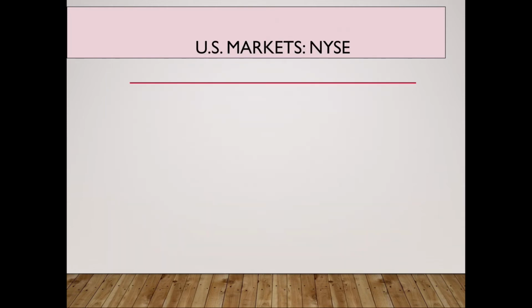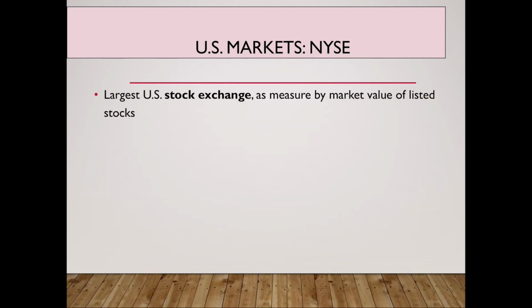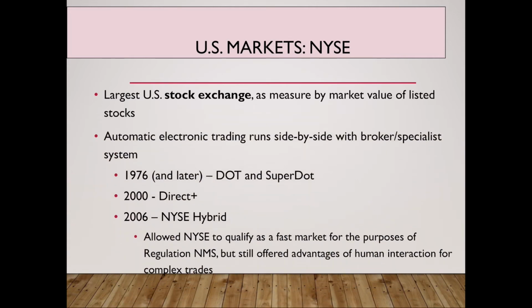Continuing on with our third type of trading system, it was the designated market makers, focusing now on the New York Stock Exchange. So the New York Stock Exchange is the largest U.S. stock exchange as measured by the market value of the listed stocks. Its automatic electronic trading runs side by side with its broker specialist system, so it runs side by side with its designated market maker system. Now, these brokers or specialists need to purchase the right to trade. It used to be you would purchase a seat. Now you purchase a license. And to be listed on the New York Stock Exchange, there are very high or strict listing requirements.